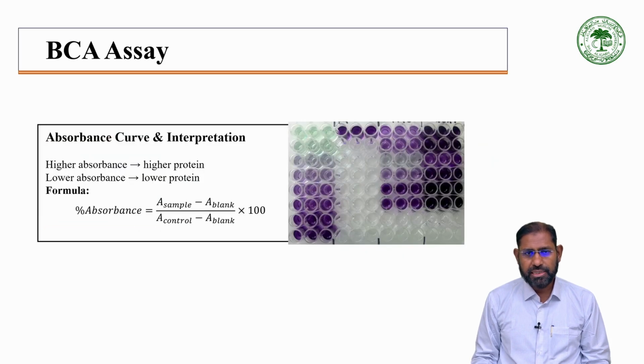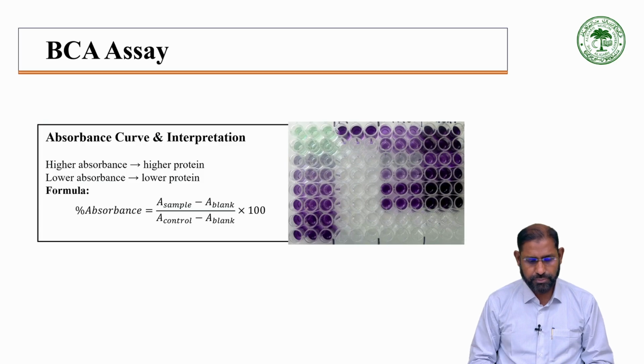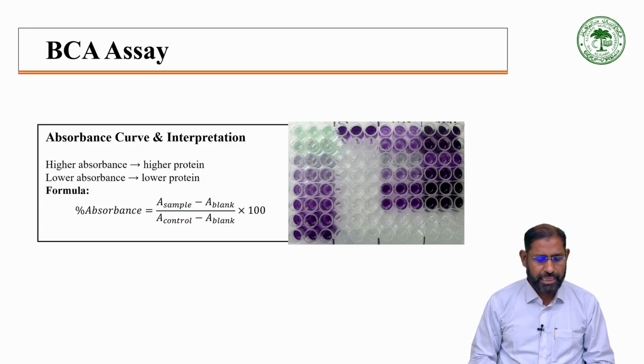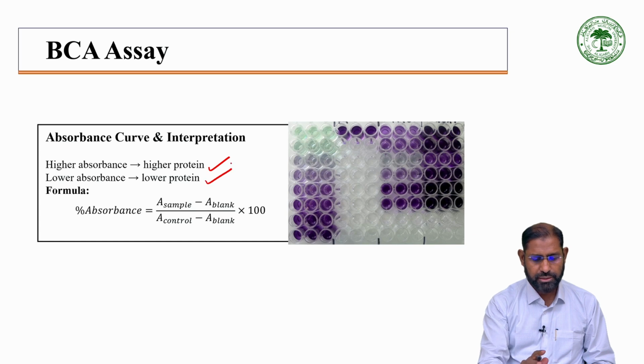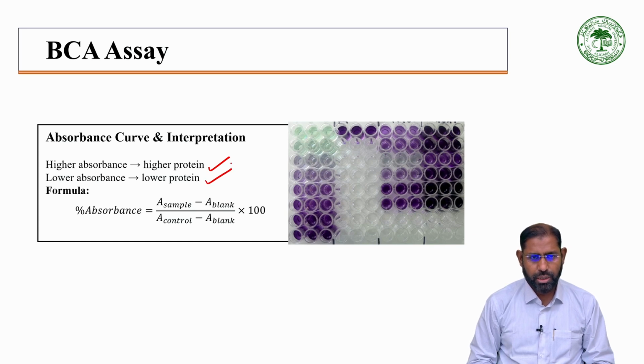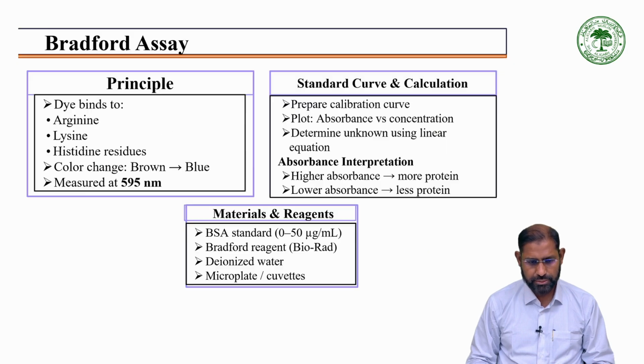Now the absorbance curve and interpretation. Higher absorbance means higher protein, lower absorbance means lower protein. This is the criterion. The formula when we get the absorbance: percentage of absorbance is equal to A sample minus A blank, divided by A control minus A blank, multiplied by 100. So this is how we can calculate the percentage of absorbance.